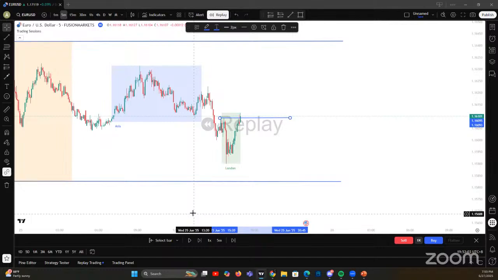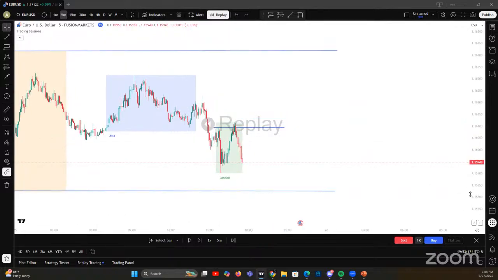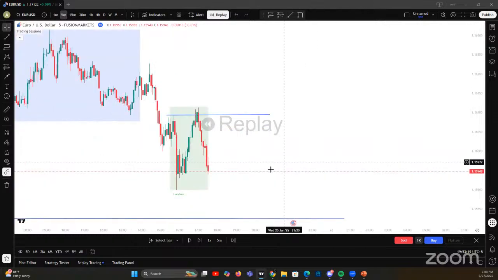Write this down, my friends, as your cheat code. Playing now. Now it's going for the pullback. Bam. So where is the FVG or the order block?